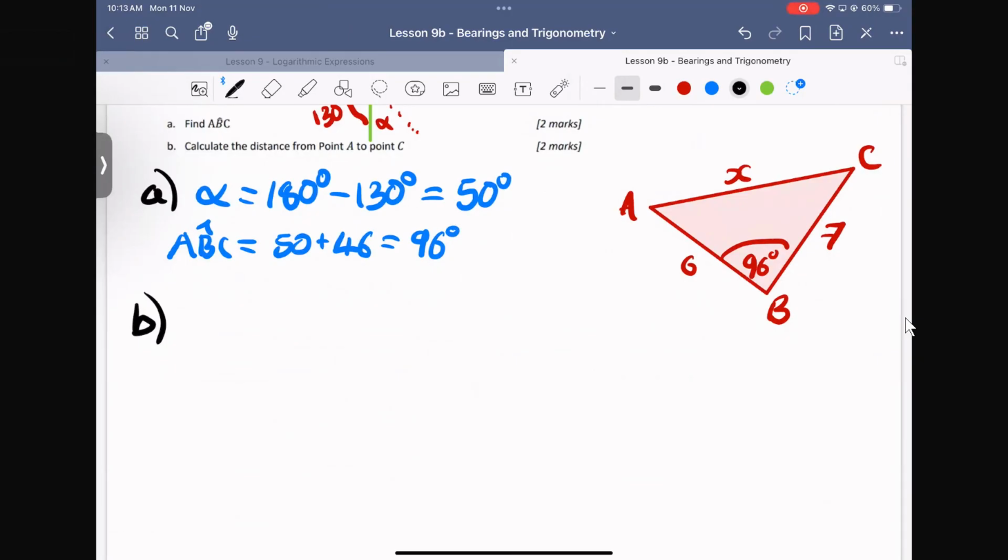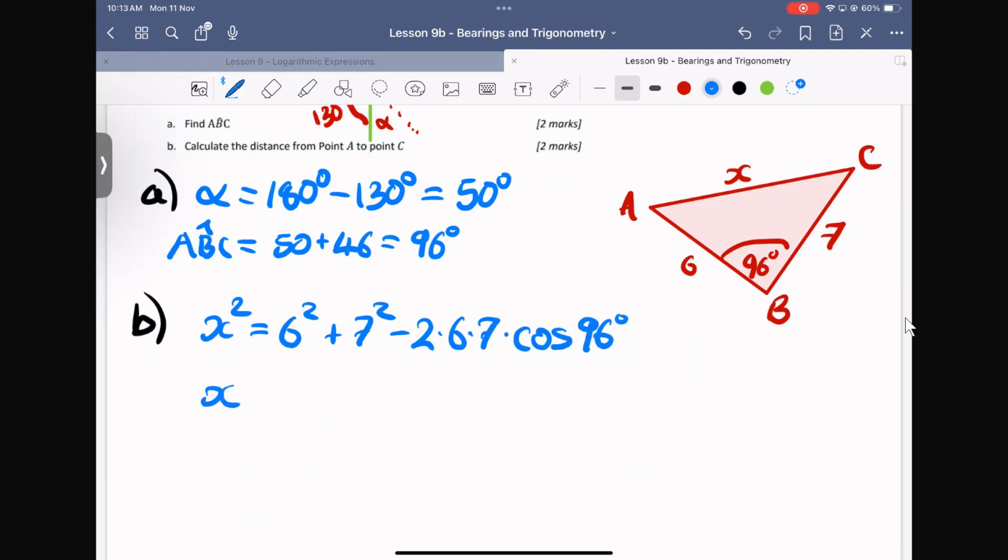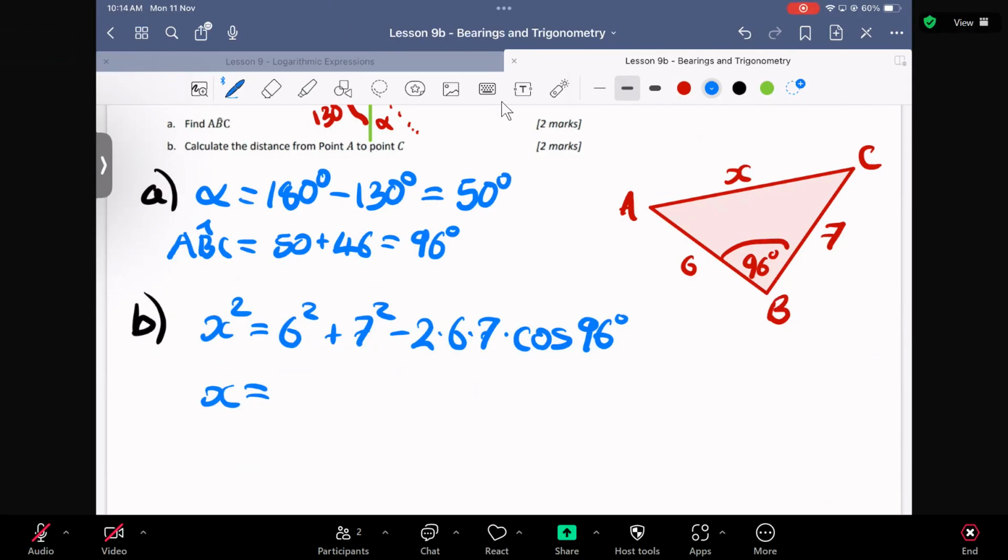So we can set up our formula for the cosine rule, which is going to be x squared is equal to 6 squared plus 7 squared minus 2 times 6 times 7 times the cosine of 96 degrees. What does that give us for x?